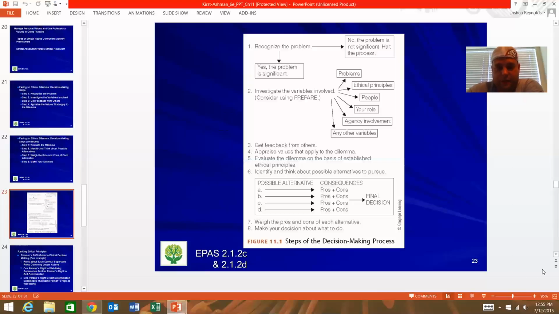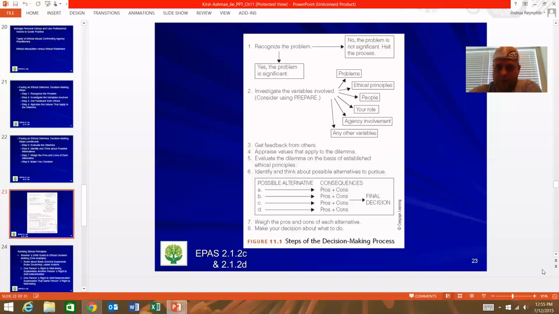Recognize the problem. If it's not significant, don't worry about it, because there are a lot of things that are, and your time is valuable. So if something happens once, it might not be a big deal, or it might be a big deal depending on what it is. But in general, if the problem is insignificant, you've got bigger fish to fry. If it is significant, investigate the variables. So use the prepare methods. Problems, ethical principles, the people, your role, what the agency's role or agency's involvement is, and then other variables, including larger community factors, cultural factors, those types of things as well.